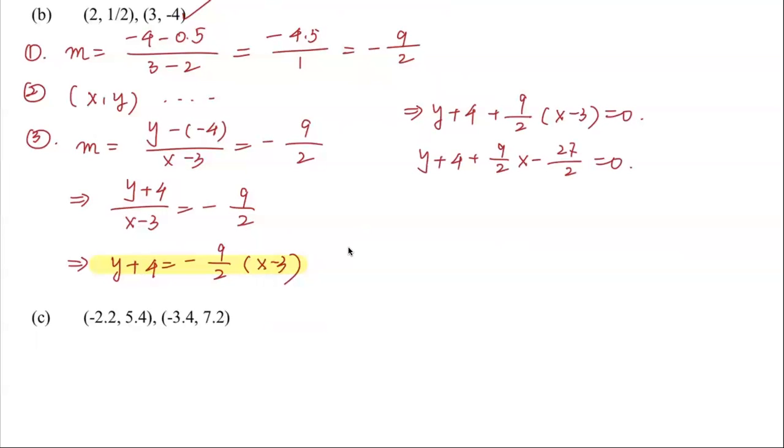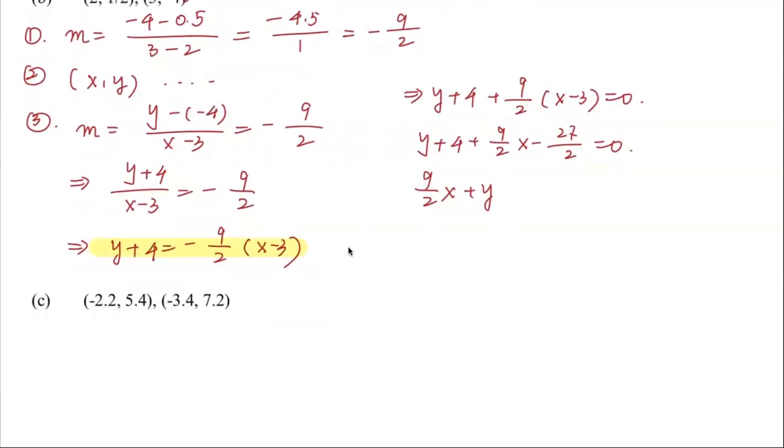And then we move the x term to the front: 9 over 2 x plus y. So we have plus 4 minus 27 over 2. Let me write this out. 4 can be written as 8 over 2, right? Minus 27 over 2 is equal to 0. So 9 over 2 x plus y, 8 minus 27, that's minus 19, right? So minus 19 over 2 is equal to 0. So this is the standard form that we need to find.